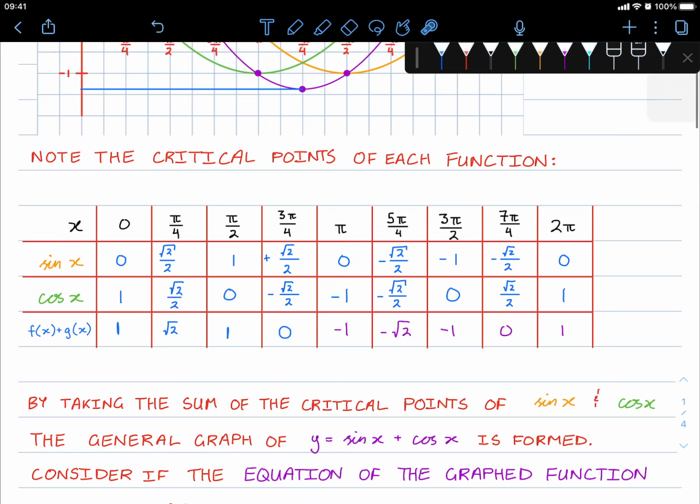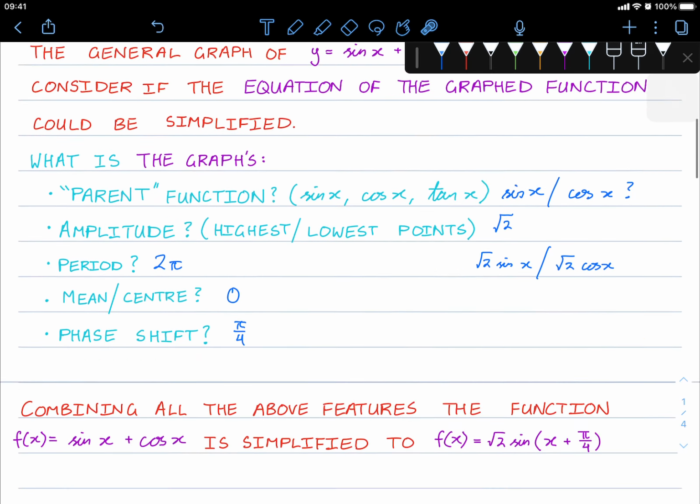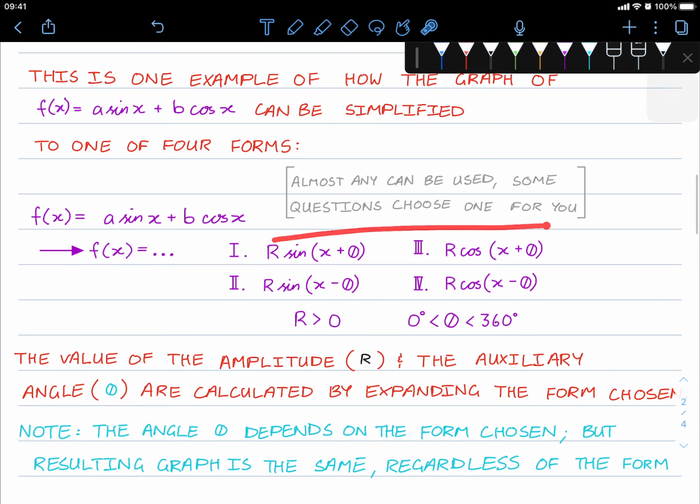So, in summary, what we're looking to do is learn an identity where we change a sum of sine x plus cos x to become some sort of identity of one of these four.